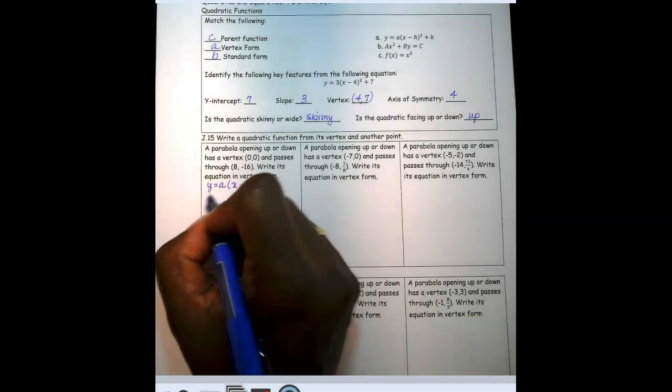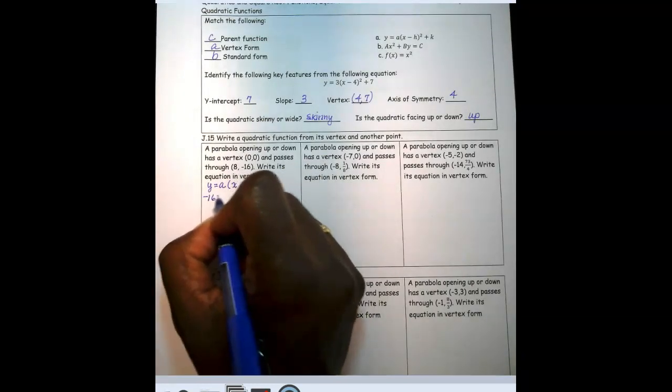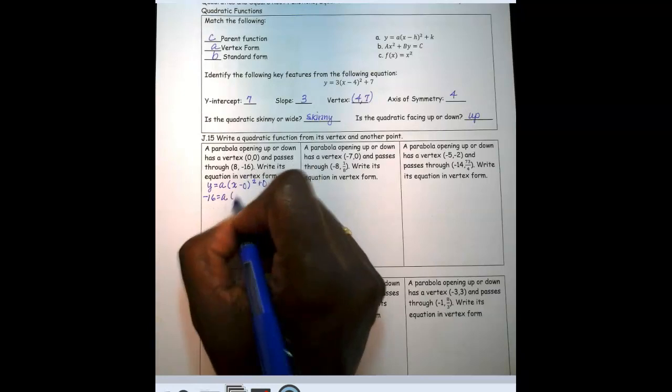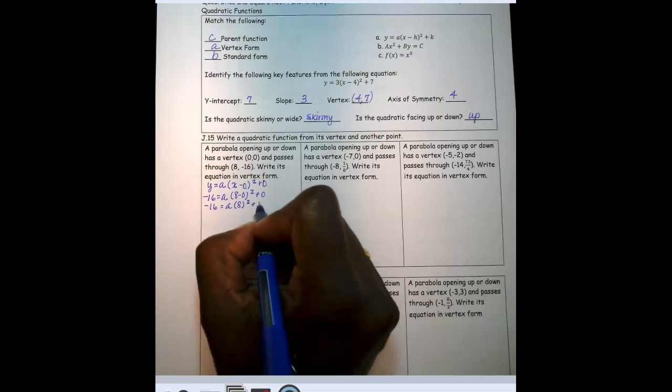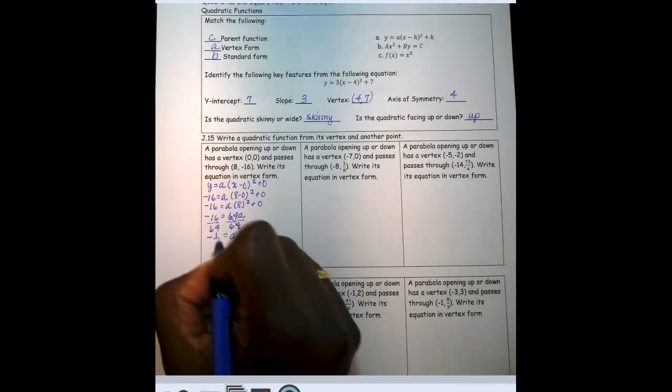Now I'm going to go back and put in my point, which is negative 16 is equal to A, x is 8, (8 minus 0) squared plus 0. So we've got negative 16 is equal to A times 8 squared plus 0. Well, 8 squared is 64, and multiplied by A is 64A. We're just going to divide by 64 on both sides of the equation. That leaves me with A, and I'm going to simplify the fraction. I know that 16 goes into 64 4 times, so A would be negative 1/4.